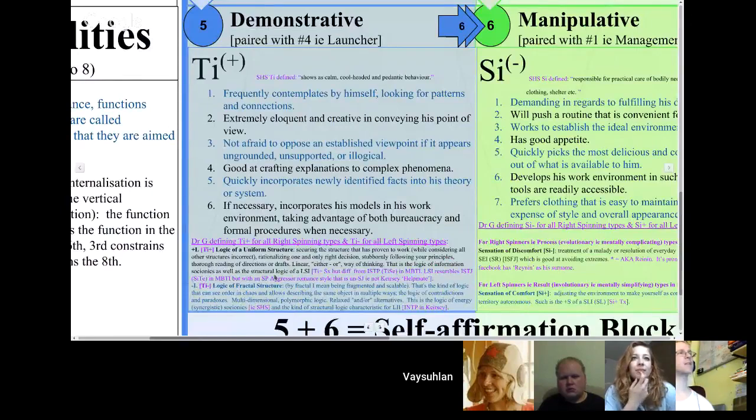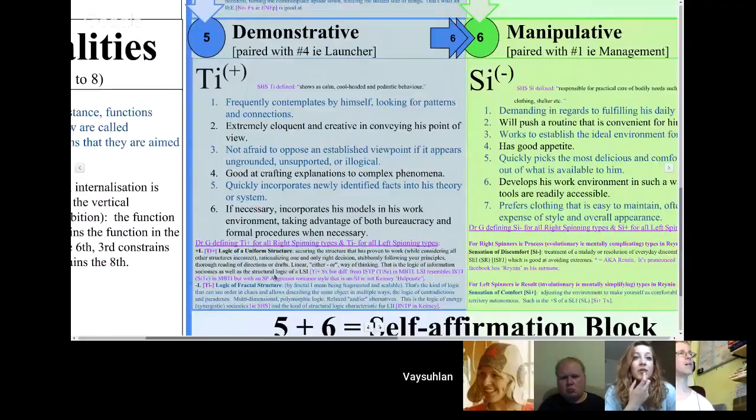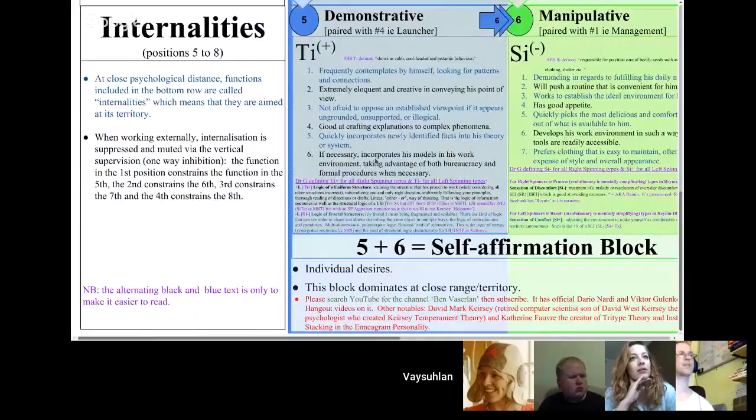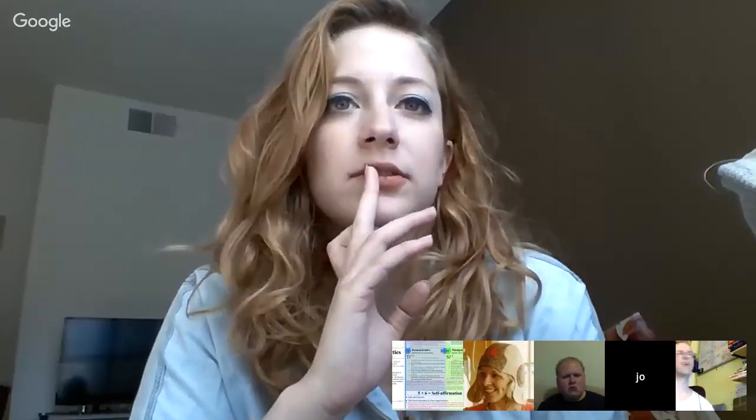Somebody said that they liked that metaphor. Which one? The metaphor of rider-horse for externalities, internalities. Oh. I can't remember who it was.